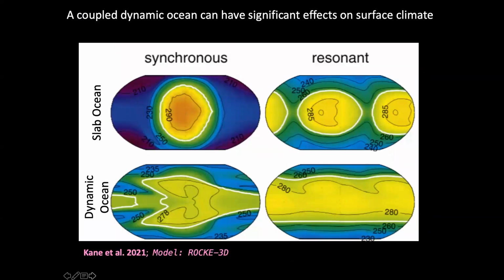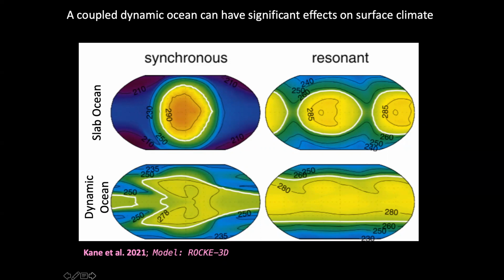We've also learned from 3D models that a coupled dynamic ocean can have significant effects on surface climate. So these are simulations done with the ROCKE-3D model for planet Kepler-1649c. At the top is a slab ocean model, which I'm guilty of using too often due to its computational expediency. With a synchronous rotator, you get that nice eyeball climate where it's warm at the substellar point and cold on the backside. And in a 3-2 resonant climate with eccentricity, you end up with this double eyeball pattern where each side of the planet periodically gets irradiated at a high level.